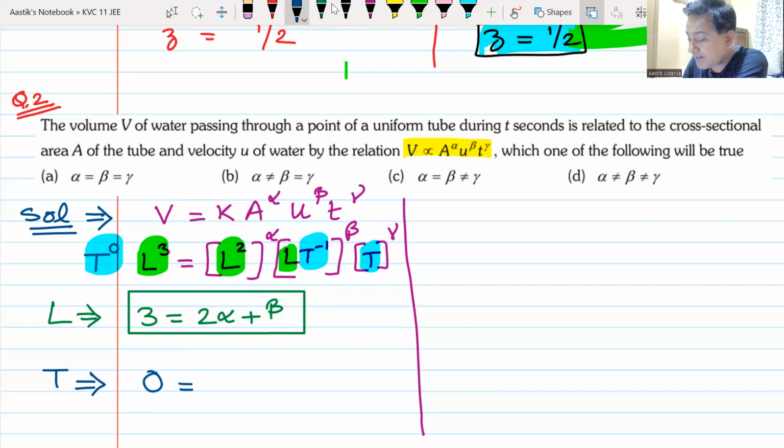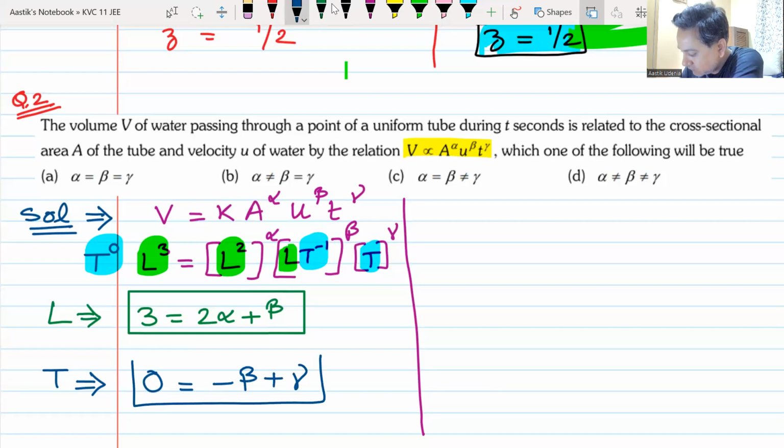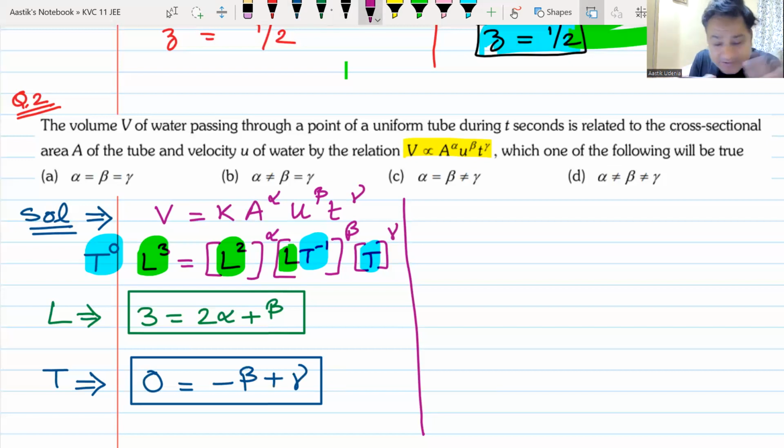Coefficient of T on the right hand side, my dear friends. Minus beta plus gamma, sir. That is correct, sir. Now I do the simplest possible thing, and that is just to get the equation.